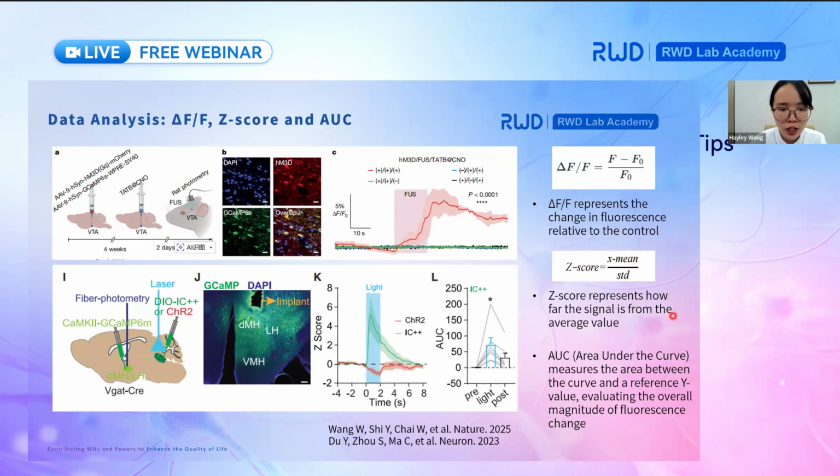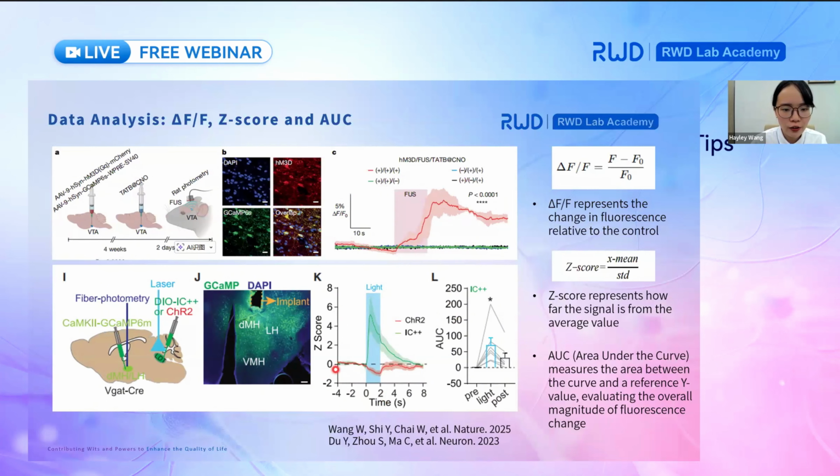Based on delta F, I further standardize the signal using the standard deviation, and it shows how many standard deviations the current signal is above or below the mean. In other words, delta F over F shows the size of signal change, while the z-score shows how strong or significant that change is relative to control variability.